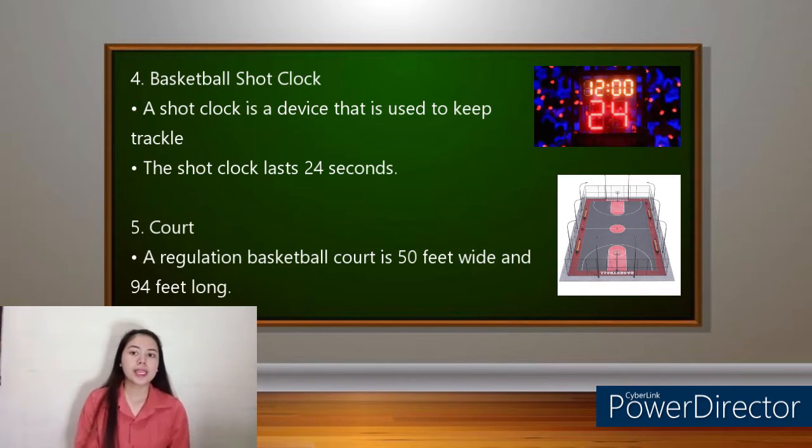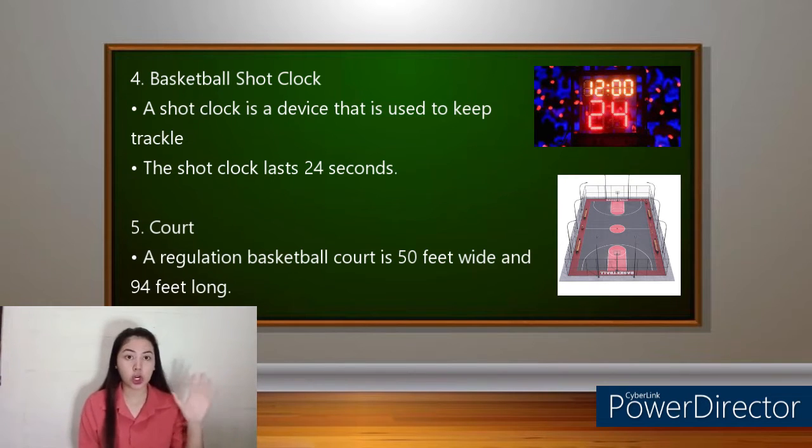Number 4 is the basketball shot clock. A shot clock is a device used to keep track of the amount of time the two opponents are allowed to have the ball. The shot clock lasts 24 seconds. Every time we hold the ball, each team only has 24 seconds to shoot the ball. If the shot clock runs out and you haven't shot it, you will not be allowed to score additional points for your team.